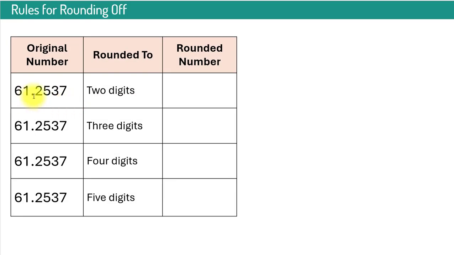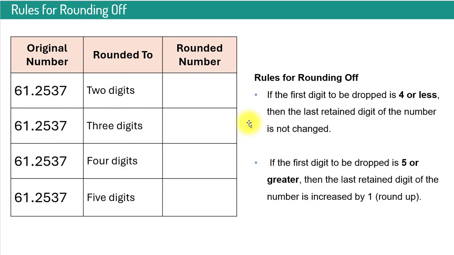Let's take the number 61.2537 and try to round it to the different number of digits. These are the rules that we have to follow. If the first digit to be dropped is 4 or less, then the last retained digit of the number should not be changed. Now, if the first digit to be dropped is 5 or greater, then the last retained digit of the number must be increased by 1, in which case we say that we round the number up.